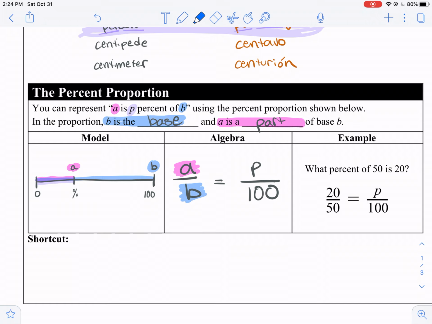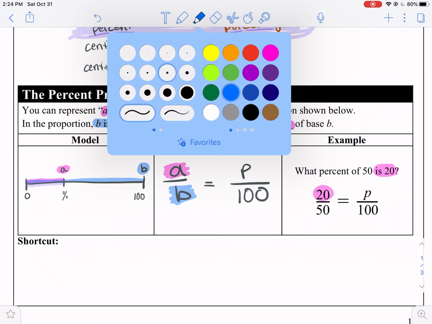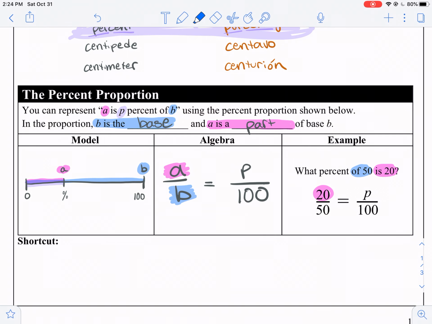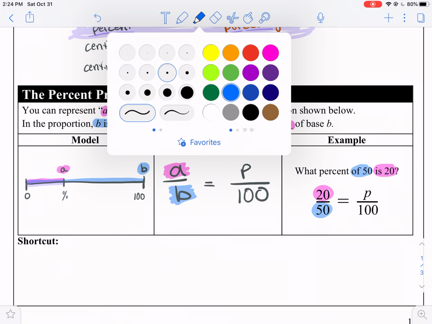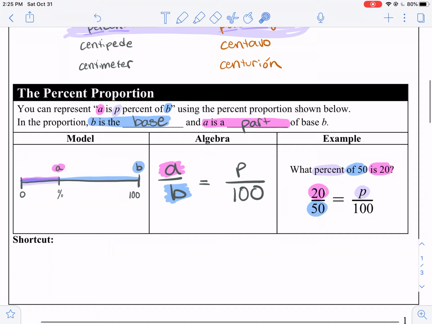So if we want to find out, for example, what percent of 50 is 20, then 20 is our part. We want to find what part of 50 20 is. So that goes up here. We're looking at of 50. That's going to form our base. It's our overall number. And then our percent, we'll just call P for percent, or even P for part if you wanted to. But what percent P of 50 is 20? Now, percent is purple. Okay, here we go.